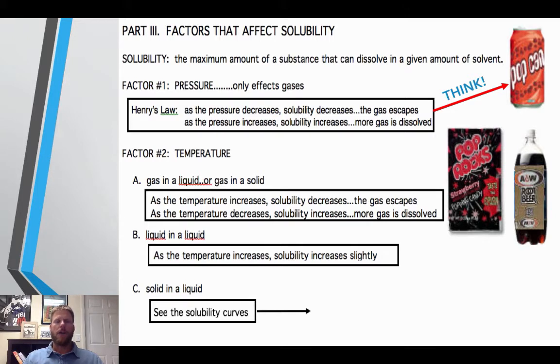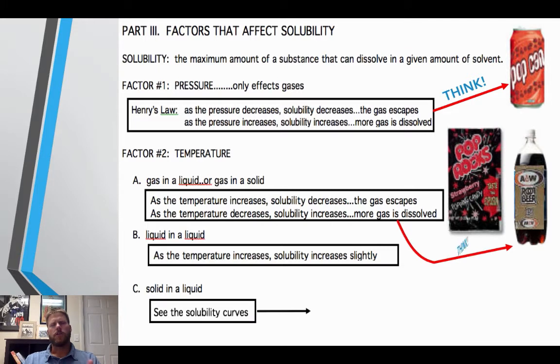And when we talk about a gas dissolved in a liquid or a gas dissolved in a solid, there is an inverse relationship that exists. As the temperature increases, the solubility of that gas actually decreases. The gas will escape. You'll see more bubbles. And then, of course, the opposite is true. You can actually get more gas to dissolve in a liquid at a lower temperature.